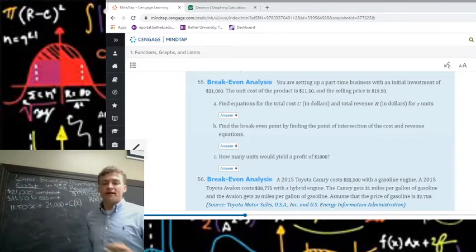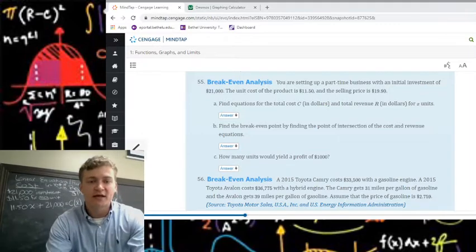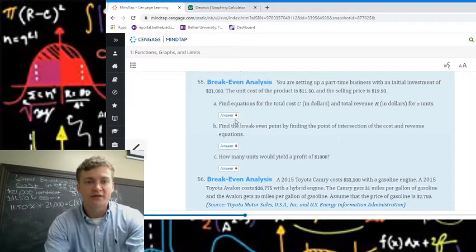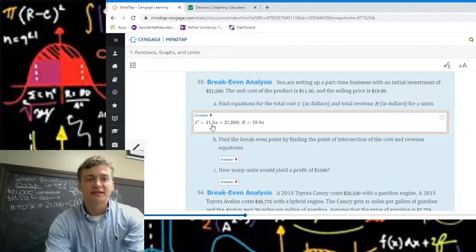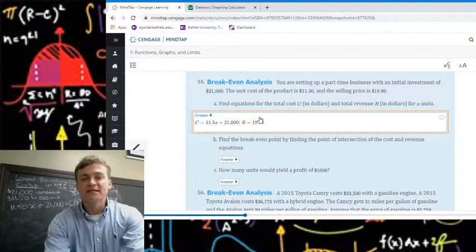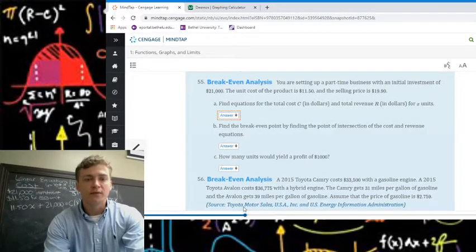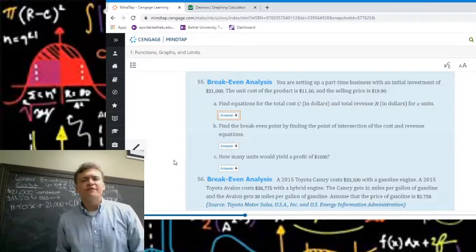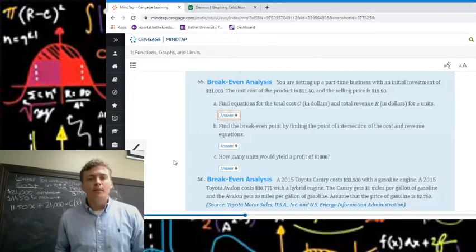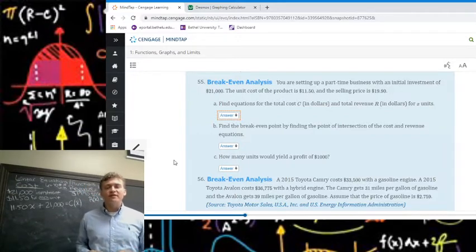And if we want to, we can go ahead and check that. As you see below, there is an answer selection. It says here that C, our cost equation, is the $11.50 X plus our $21,000. And our revenue equation here, we're going to take the $19.90 and multiply it to our number of units sold. Moving to part B, find the break-even point by finding the point of intersection.